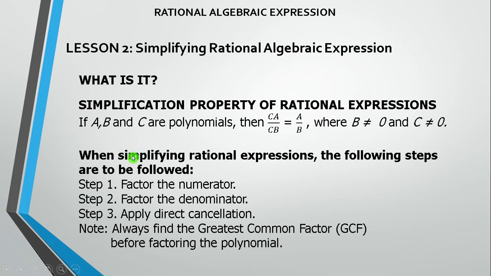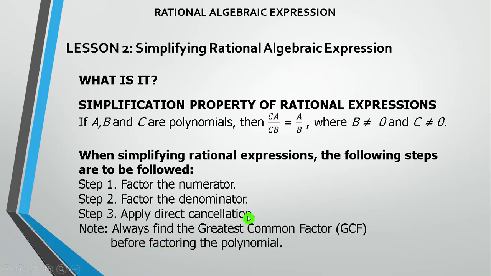Okay? So when simplifying rational expressions, the following steps are to be followed. We have here step 1. For our step 1, factor the numerator. So saan po yung numerator? Diba yan yung po yung nasa taas, numerator. Then step 2, factor the denominator. Yung sa baba, sa ilalim. Then step 3, apply direct cancellation. And we have here, always find the greatest common factor or the GCF before factoring the polynomials.